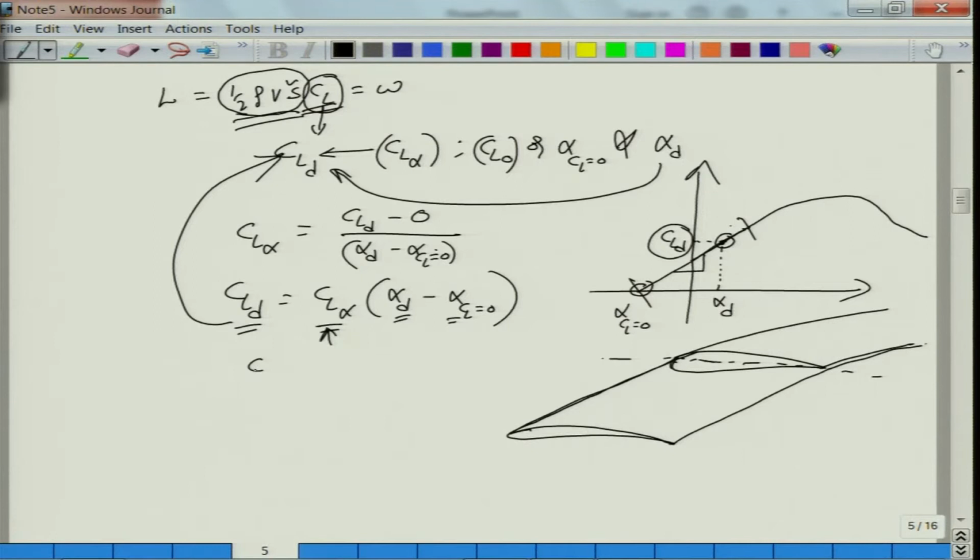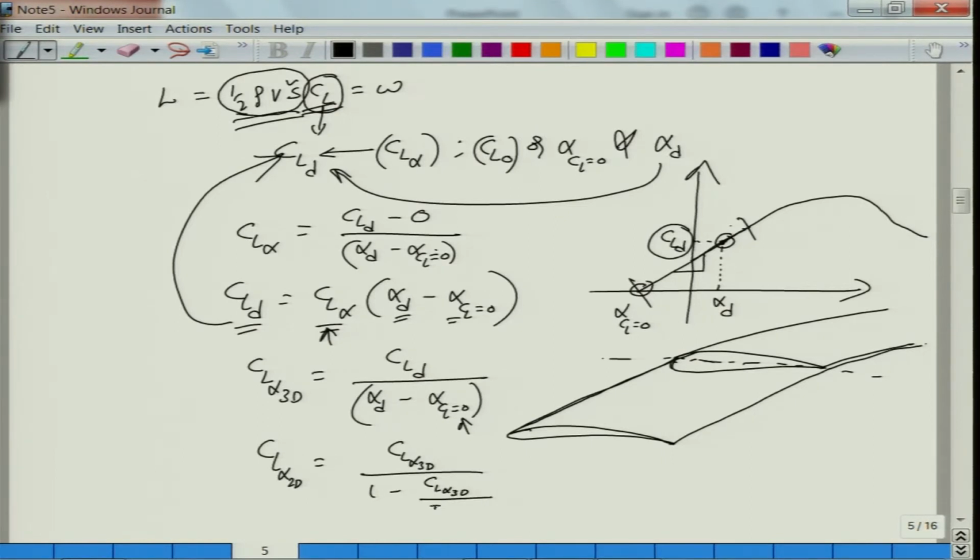So, to be frank, CL alpha 3D is equals to CL design upon alpha design minus alpha at which CL is equals to 0. This is the same for aerofoil as well as wing. So, depending upon this we can find out what is CL alpha 2D. CL alpha 2D is CL alpha 3D upon 1 minus CL alpha 3D upon pi E AR. So, we know what is E, what is AR. You can find out CL alpha 2D from there, fine.